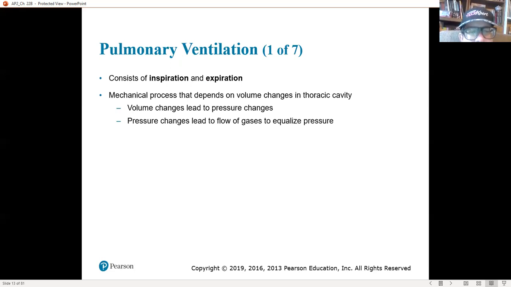and mechanical process depends on volume changes in thoracic cavity. I shouldn't say hook them up to a machine. That's one method that I think can be used. I'm not a medical doctor, so I don't want to go out on a limb there.